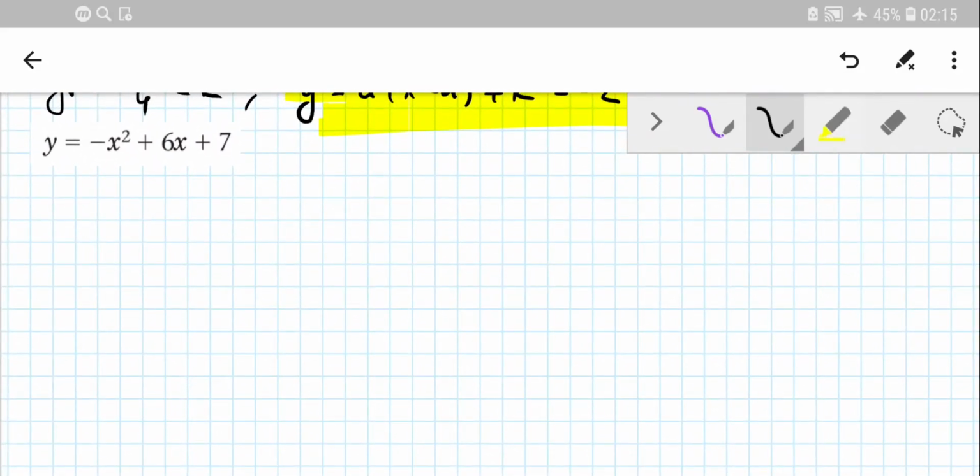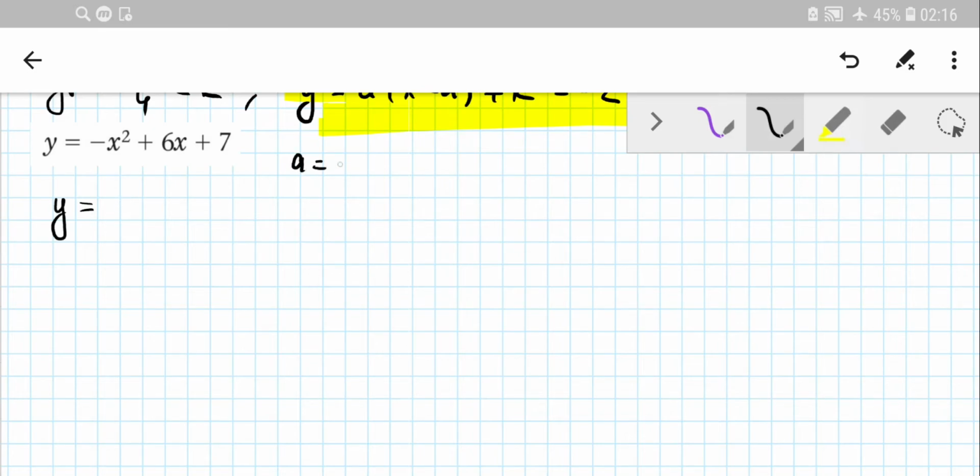All right, and we've got the last one, which is negative x squared plus 6x plus 7. In this case, I'll use the standard form and the vertex form. So I will write that in the vertex form.